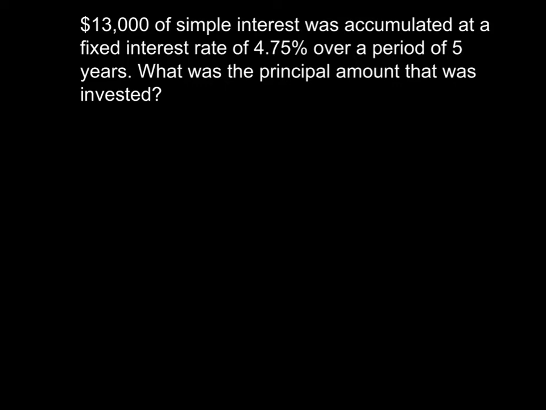$13,000 of simple interest was accumulated at a fixed interest rate of 4.75% over a period of 5 years. What was the principal amount that was invested? We know that it's simple interest, and the simple interest formula is interest is equal to the principal amount times the rate times the time.